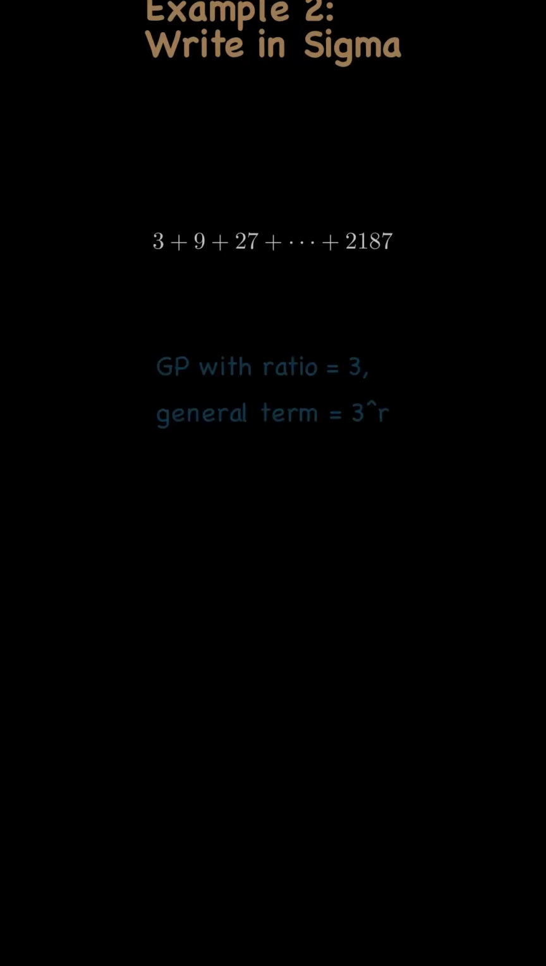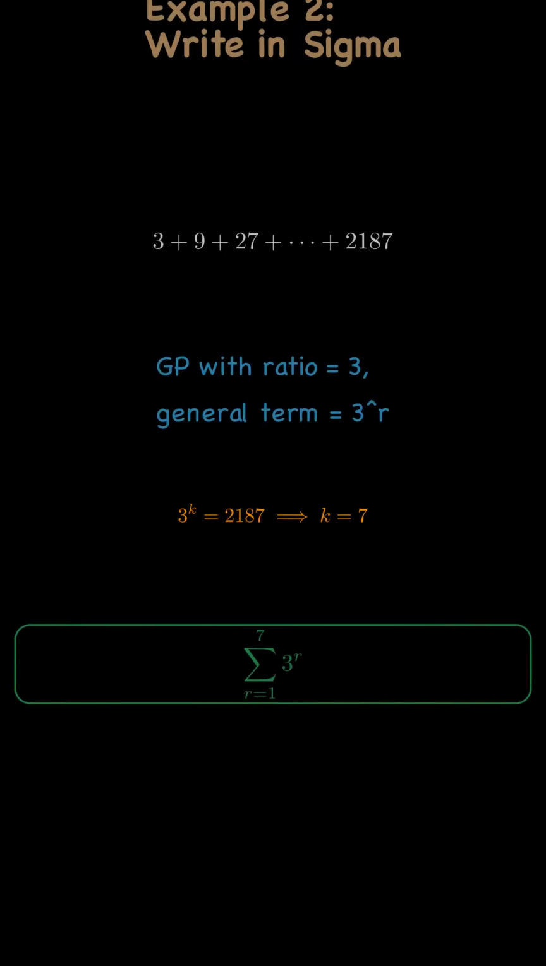Example 2. Write 3 plus 9 plus 27, and so on up to 2187 in sigma notation. This is a geometric progression with common ratio 3. The general term is 3 to the power of r. To find the upper limit, we solve 3 to the k equals 2187, giving k equals 7. So the answer is the sum from r equals 1 to 7 of 3 to the r.